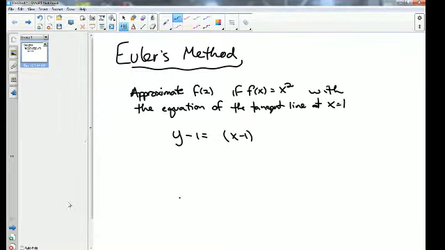Point's 1, 1, right? And the slope would be 2, right? So if we're going to use this to approximate f at 2, we plug 2 in for x, right? So we'll put approximate. Or what do we get? Yep. Okay. Euler's method is something similar to that. A little bit more involved, but not much.